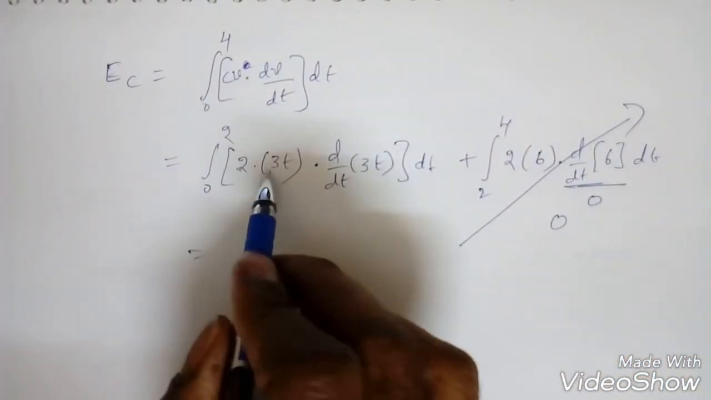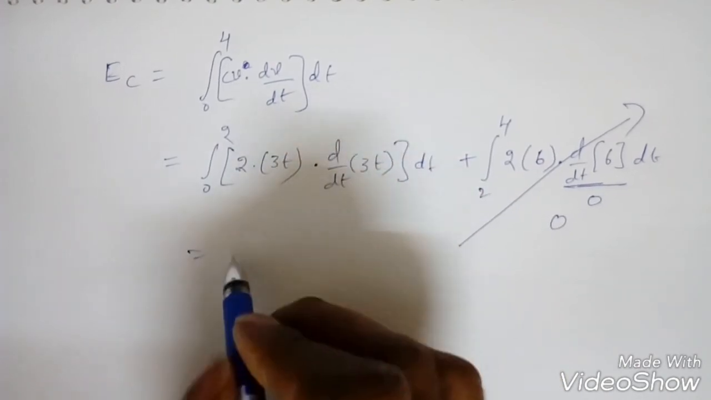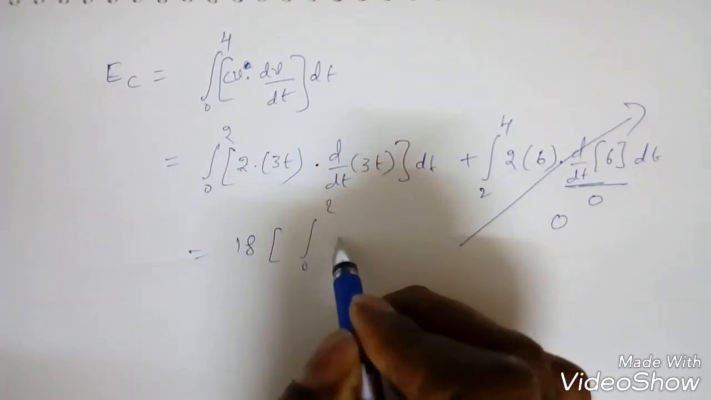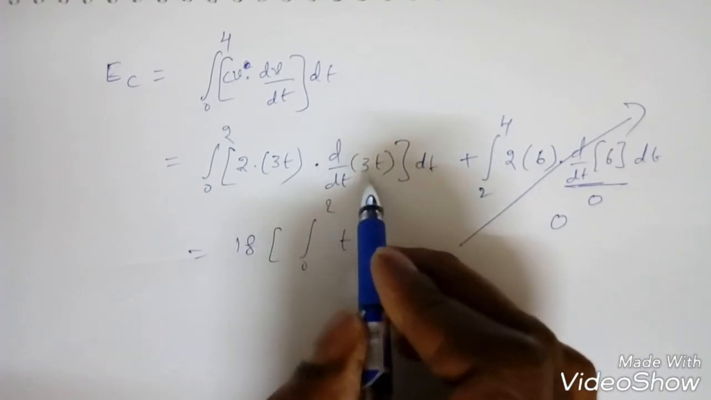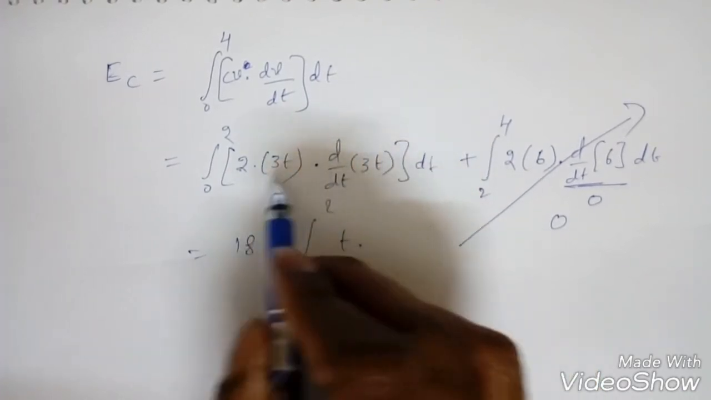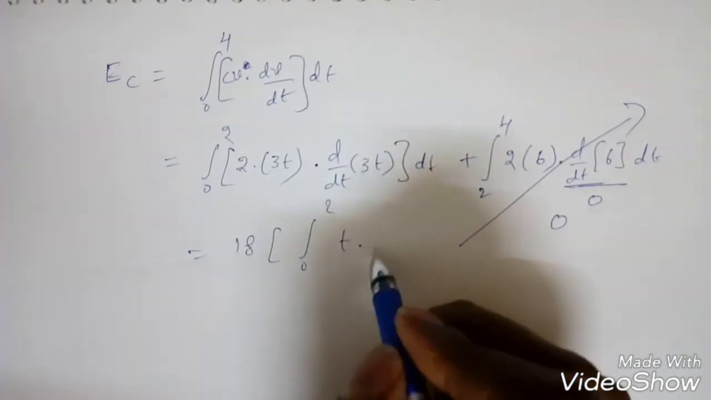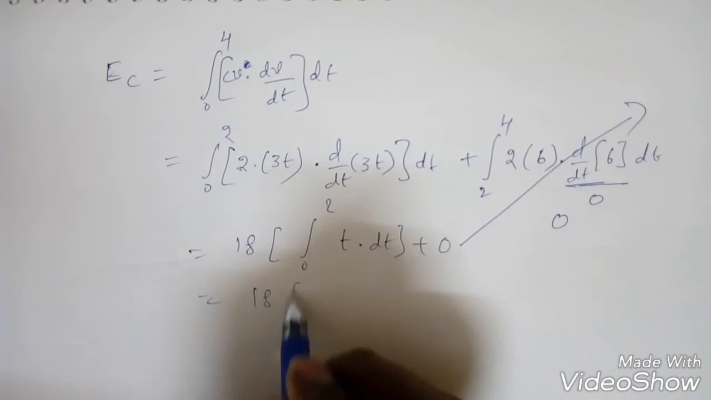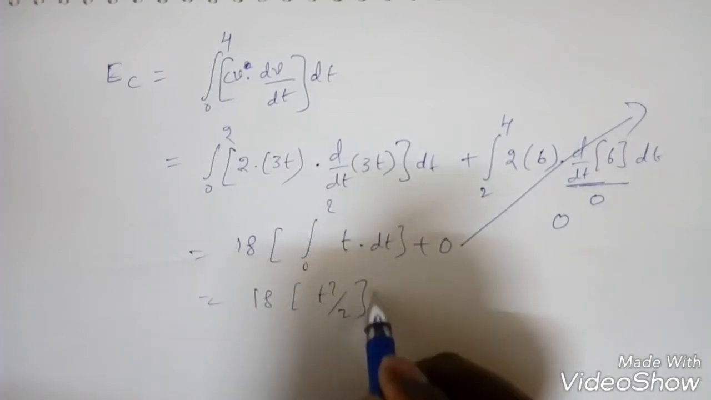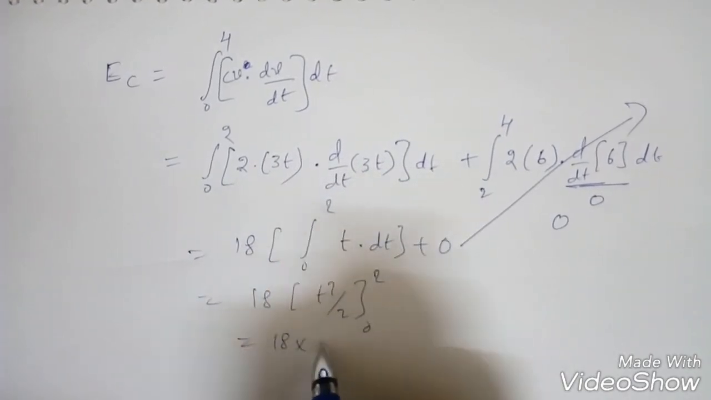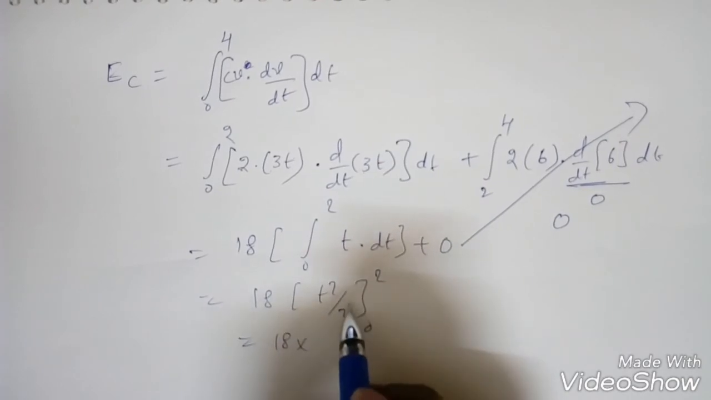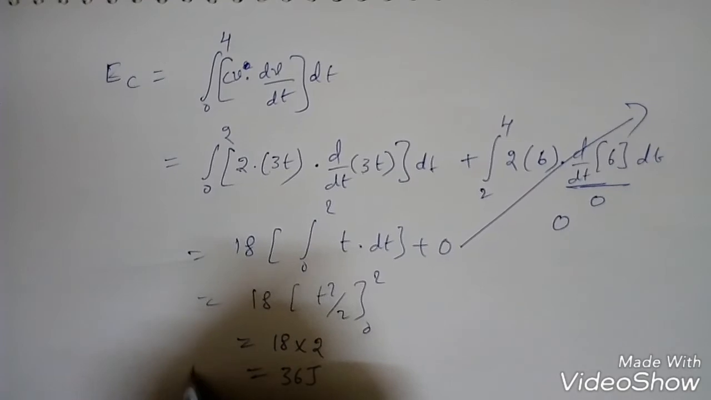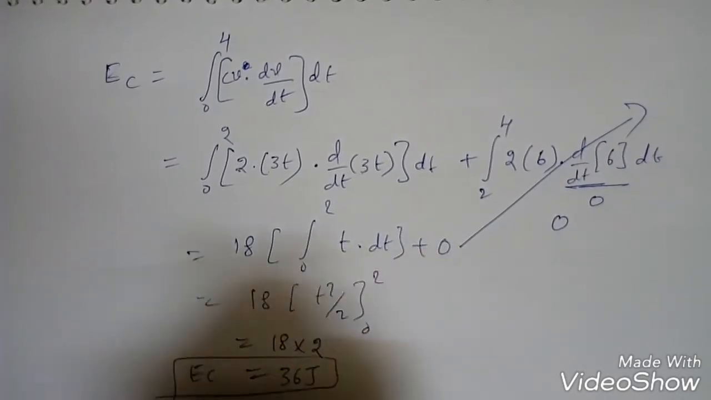But the first part is 2 into 3 into 3, which is 18, times the integral of t, since d by dt of 3t gives 3, plus 0. So 18 into t square by 2, from 0 to 2. 2 square is 4, by 2 is 2, so 18 into 2 is 36 joules. This is across the capacitor.